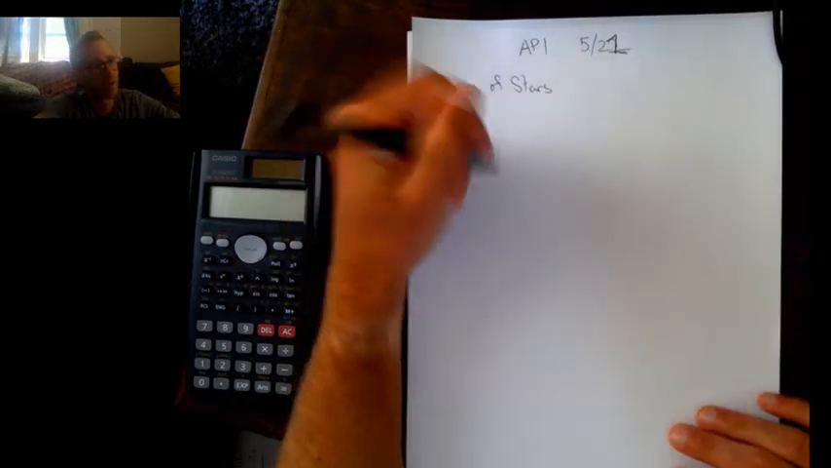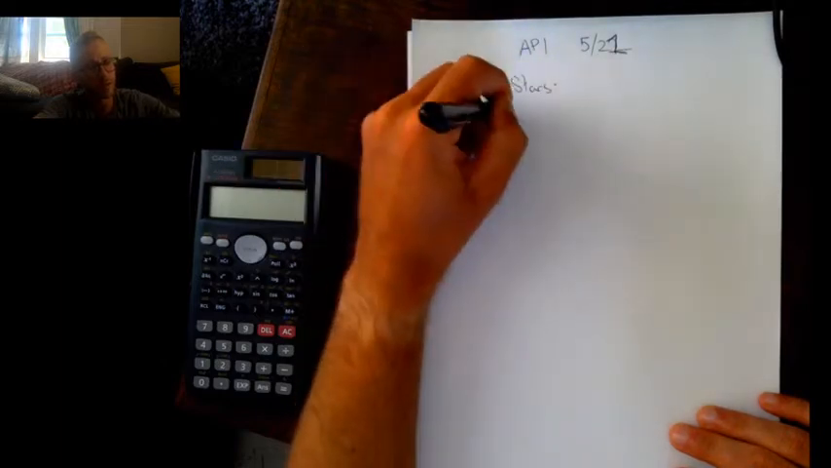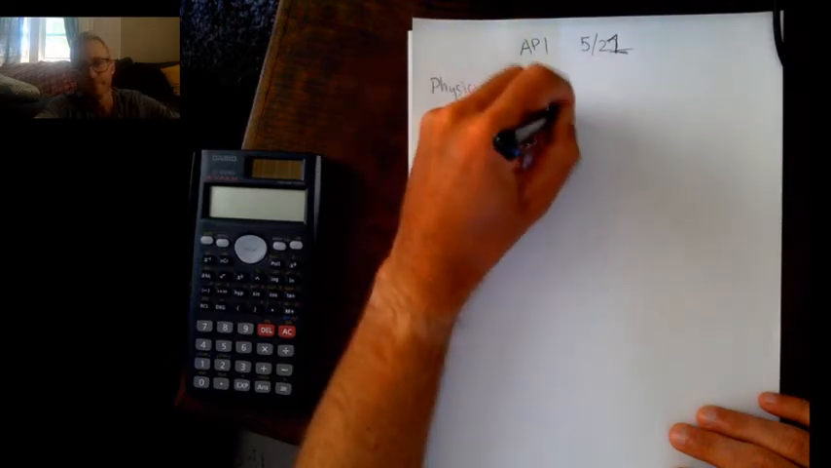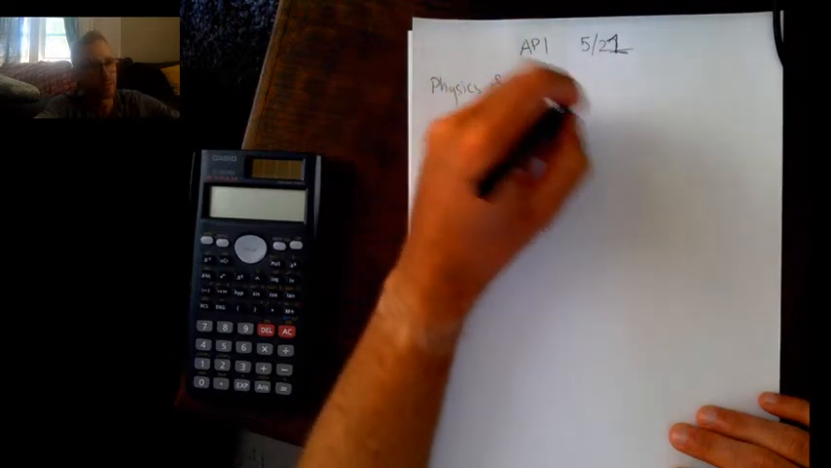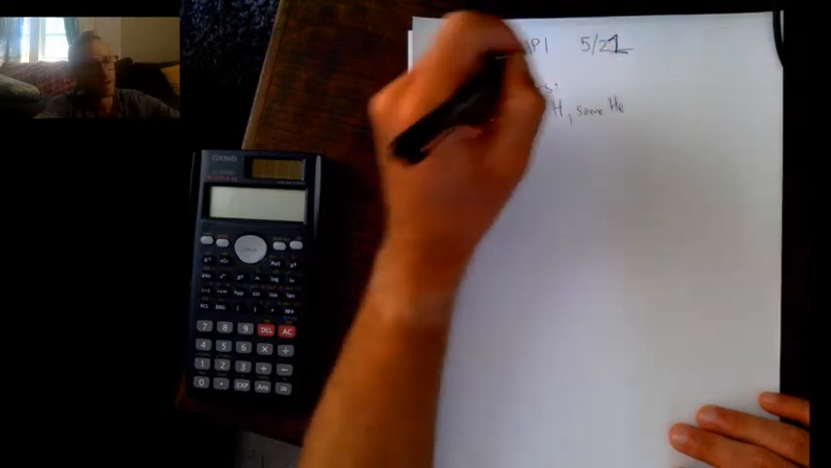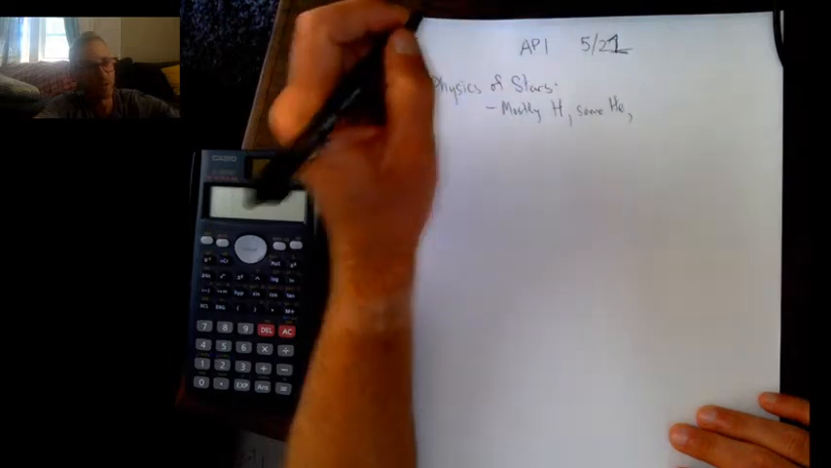What is a star made up out of? Stars are made up out of mostly hydrogen, some helium, and trace amounts of other stuff.